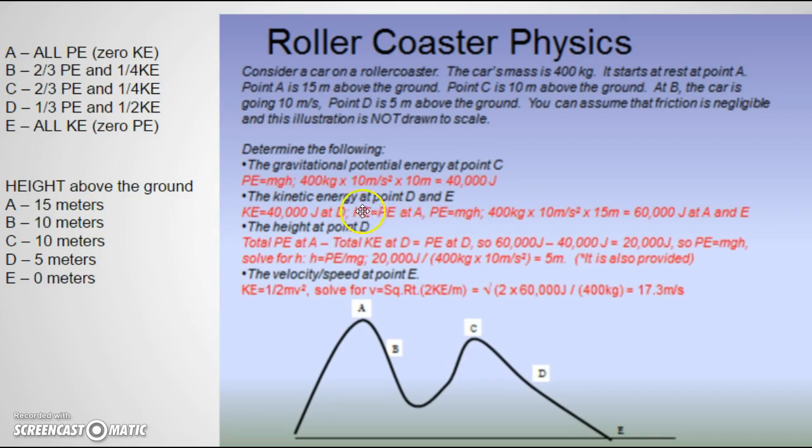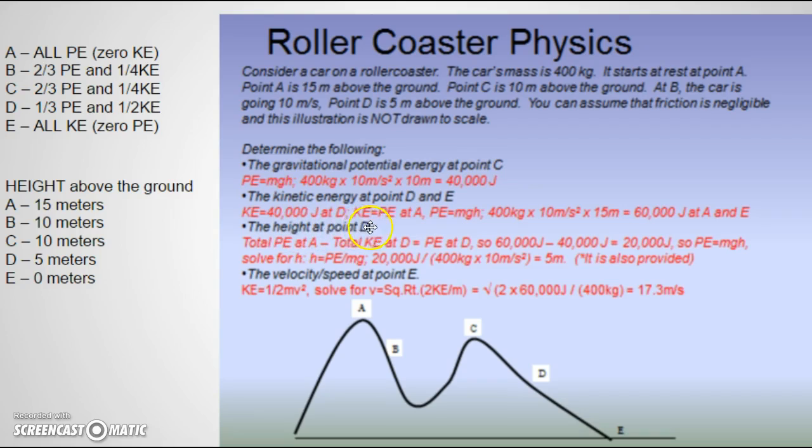The kinetic energy at this point is going to be equal to PE at point A. So the PE is mgh. If I solve for the amount of energy at E, well, at A, I know that's mass times gravity times height. So 400 kilograms times 10 meters per second squared times 15 meters. That equals 60,000 joules at point A. That's going to equal the same amount of 60,000 joules at point E. Although at E, it's going to be kinetic energy. At A, it's potential energy.